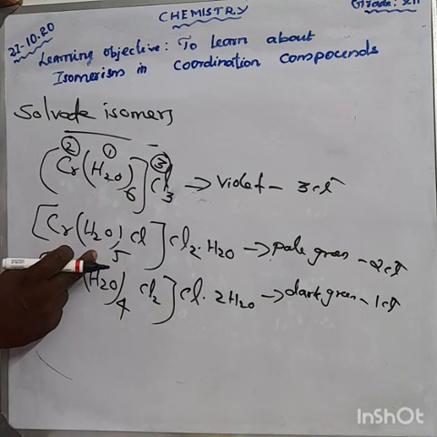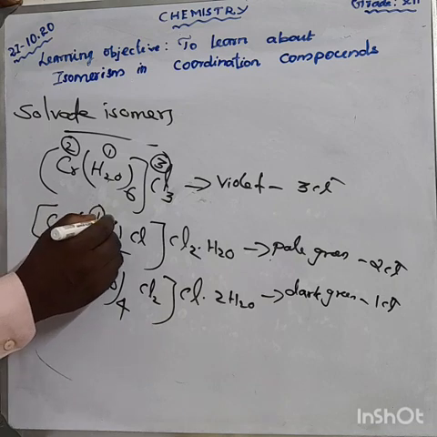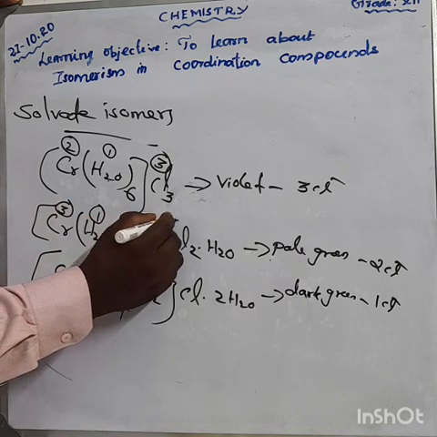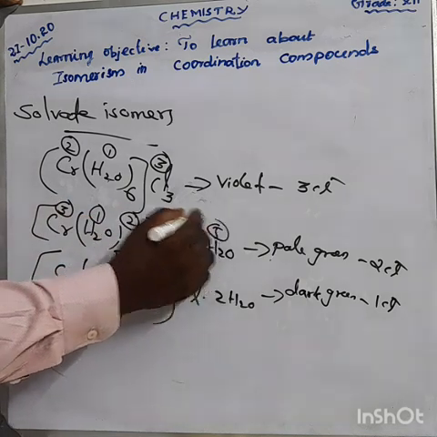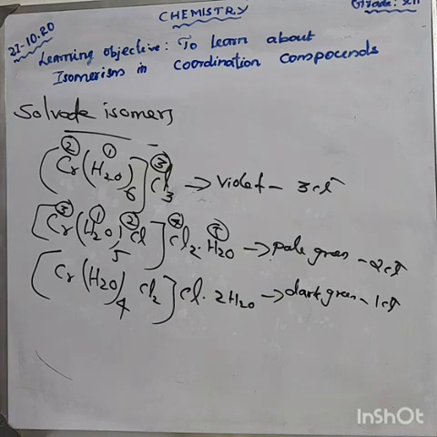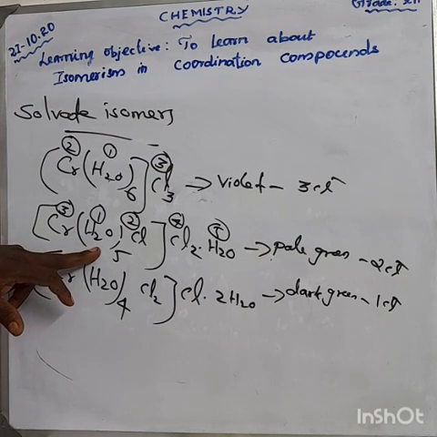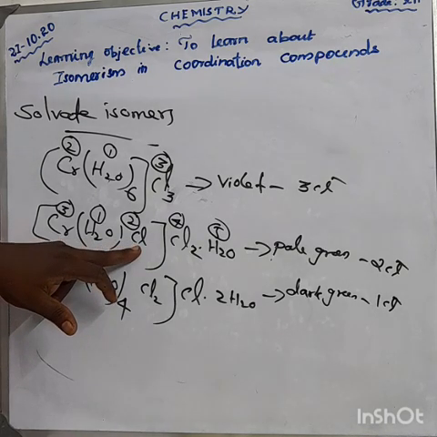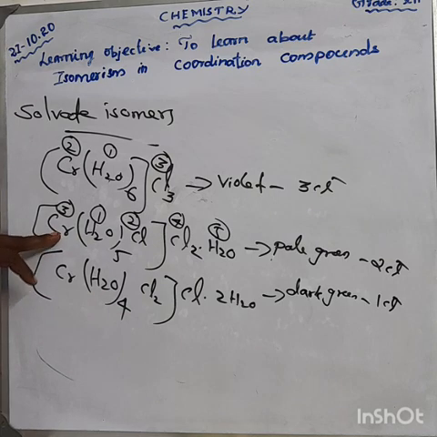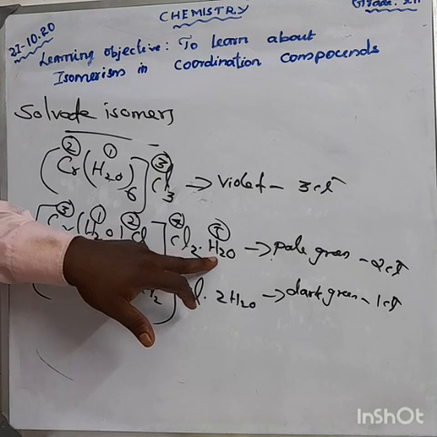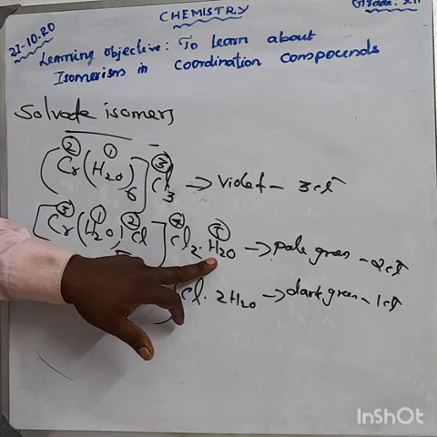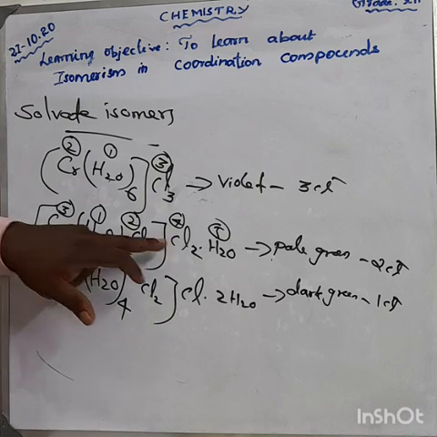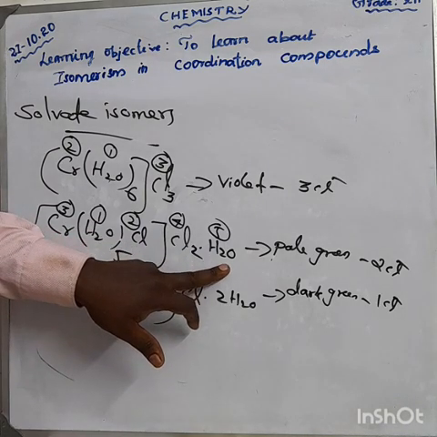Can you say the name of this complex? First the ligands, then the central metal atom. How many water molecules are there? 5 water molecules means pentaaqua, chloro, chromium(III) chloride, monohydrate. What's the name? Pentaaquachlorochromium(III) chloride monohydrate.